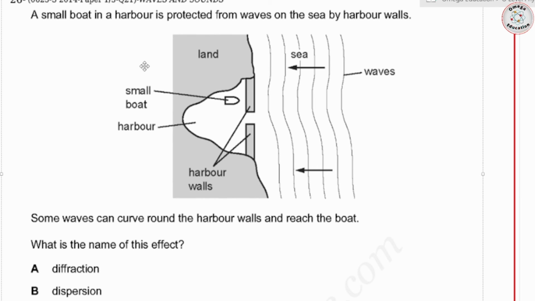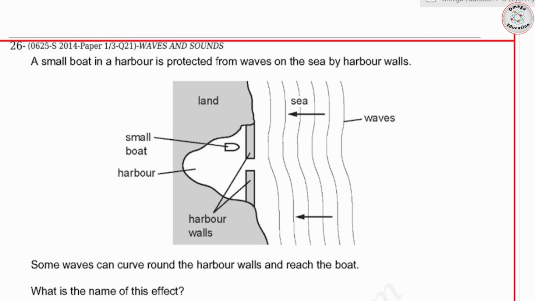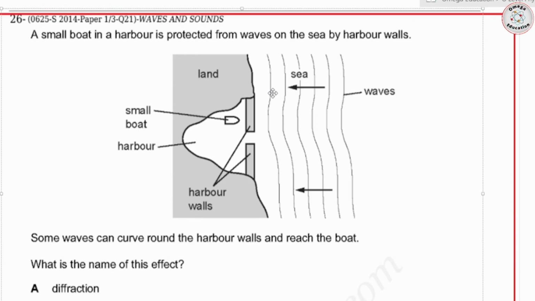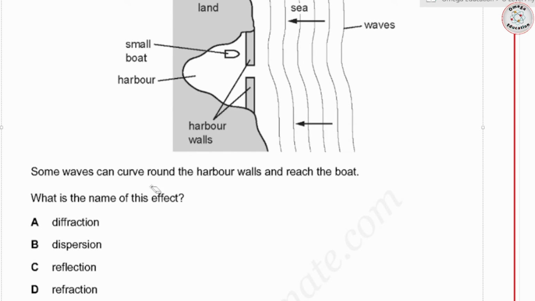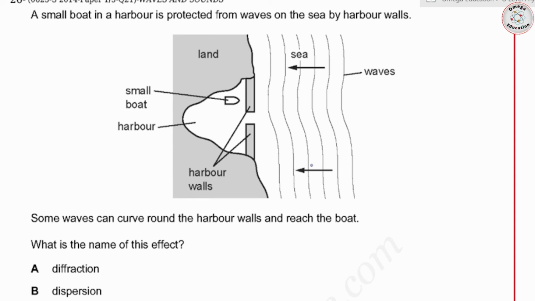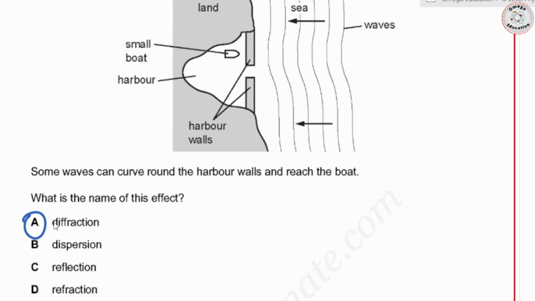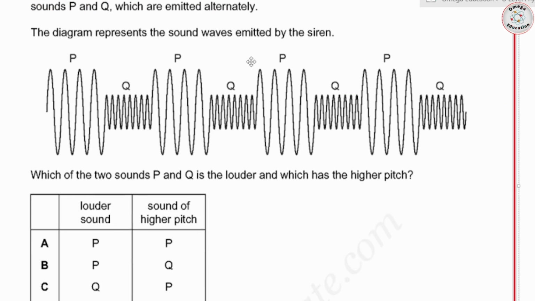All right, then we have the next one, question 26. A small boat in a harbor is protected from the waves on the sea by harbor walls. And then you can see that some waves can curve round the harbor walls and reach the boat. What is the name of this effect? Fact based, knowledge based. Whenever the bending or rounding of waves is discussed, how do the water waves move around the harbor walls? It moves by the process of diffraction. So that one was fact based.